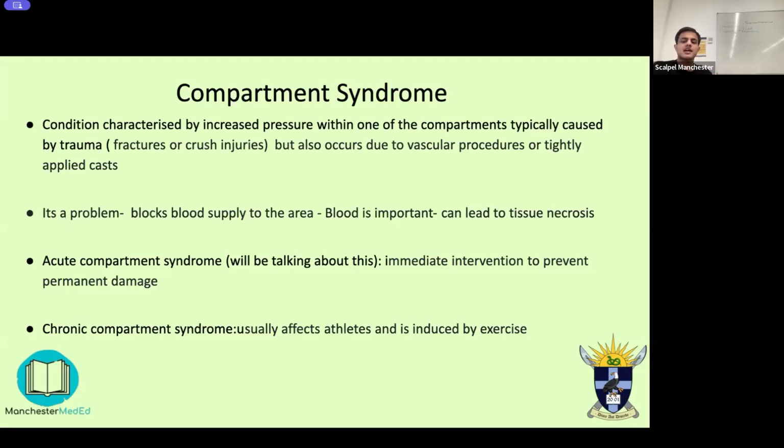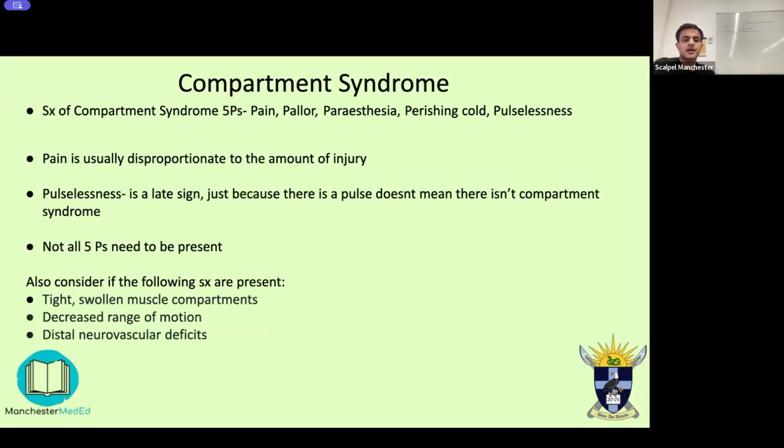Blood is important. And if you're getting less blood, it leads to tissue necrosis. So acute compartment syndrome is what we'll be talking about for the next few slides. This requires immediate intervention to prevent permanent damage. Chronic compartment syndrome usually affects athletes and is induced by exercise, but we don't really care about that today. So we can talk about acute compartment syndrome.